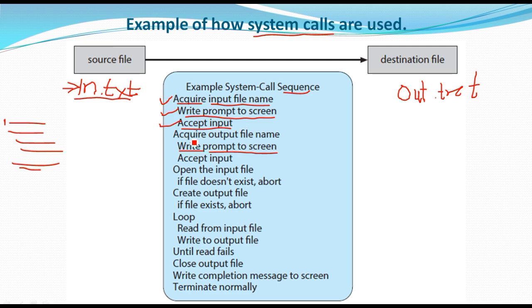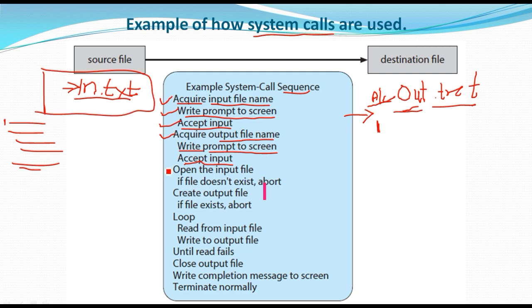Now acquire the output file name, that is out.txt. So the fourth system call is acquiring the out.txt file name. Then write a prompt to the screen. So we are writing a prompt to the screen for this out.txt. Accept the input, whatever input is coming to this file. Then open the input file. So we are performing the system calls.